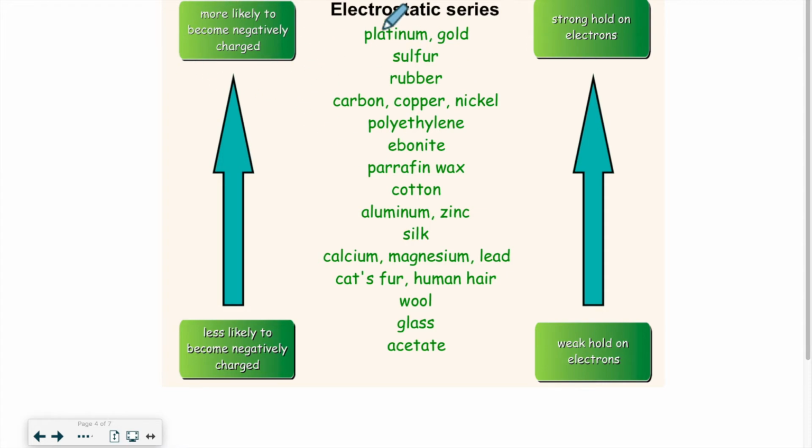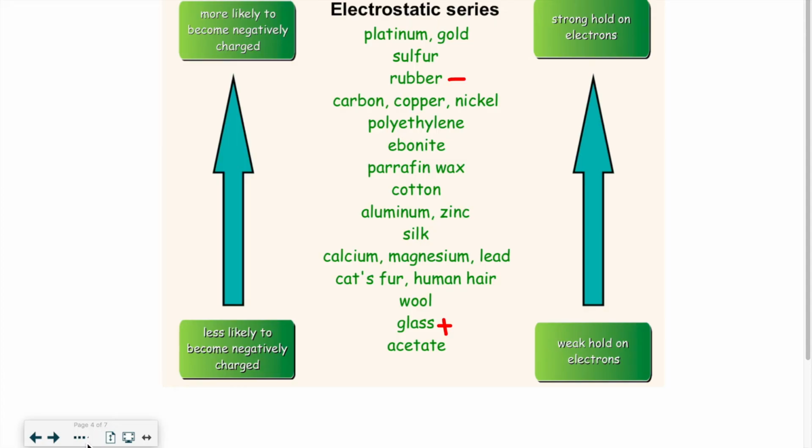So at the top here, they tend to get more negative when they are rubbed with something that is lower on the list. So these are less likely to become negatively charged. They'll lose their electrons more easily because they have a weaker hold on electrons. Okay, so let's say glass gets rubbed with, I don't know, a piece of rubber. Well, the piece of rubber would be negative and the glass would tend to become positive.